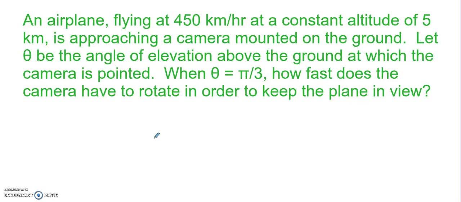An airplane flying at 450 kilometers an hour at a constant altitude of 5 kilometers is approaching a camera mounted on the ground. Let theta be the angle of elevation above the ground at which the camera is pointed. When theta equals pi thirds, how fast does the camera have to rotate in order to keep the plane in view? Pause the video, try this, unpause when you're ready to check.